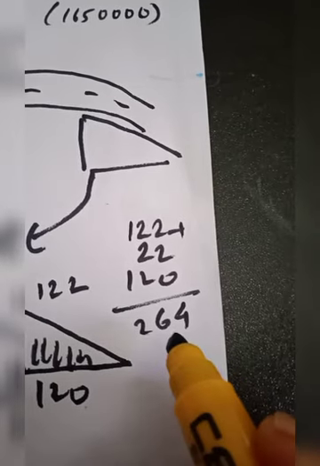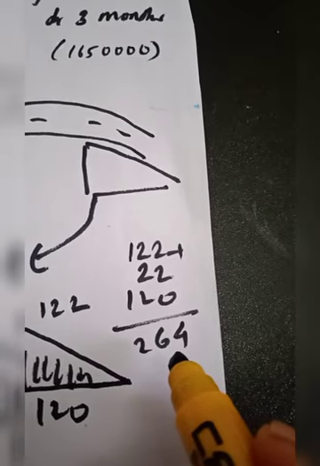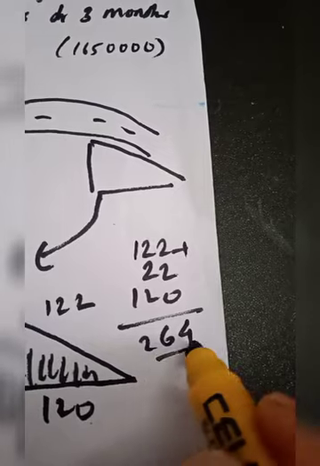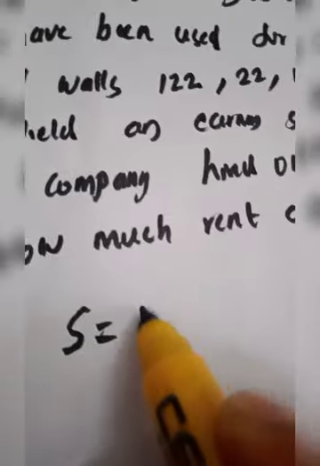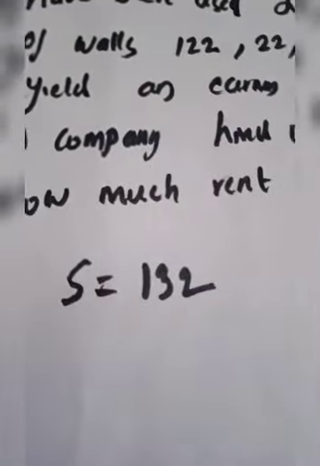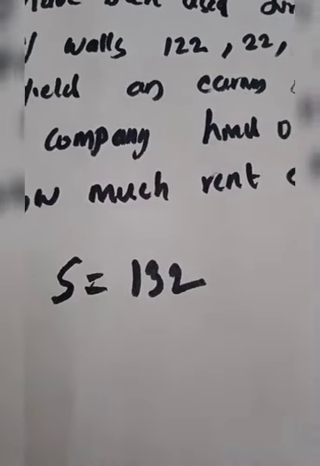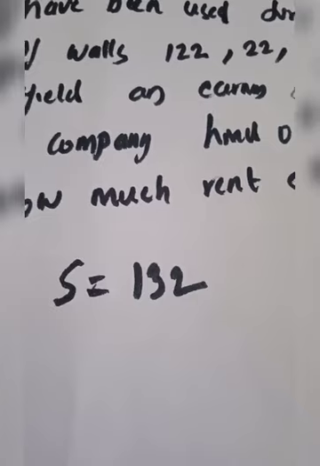Okay, what is the perimeter? 264 meters. We need to take the half, isn't it? So when you take the half, 132. So S will be 132. We got the value of S, that means semi perimeter: add all the 3 sides and divide by 2. So the answer will be 132.